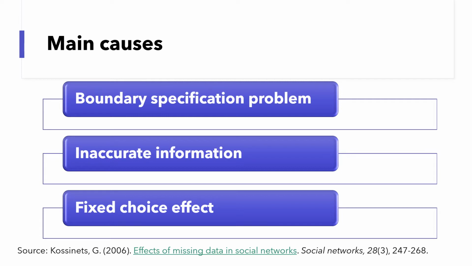There are three major ones: boundary specification problem, inaccurate information such as survey inaccurate responses or non-response, and fixed choice effect caused by researchers censoring the networks by node degree.